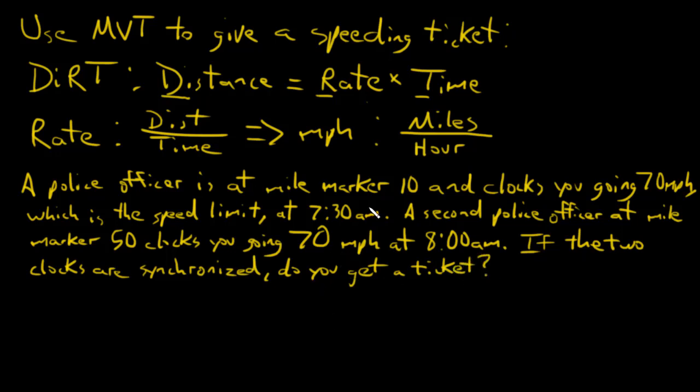So, we're going to go back through it real quick. So we have a police officer at mile marker 10. They use their radar and find out that you're going 70 miles per hour, which is the speed limit, at 7:30 a.m. Second police officer at mile marker 50, again, uses radar and finds out you're going 70 miles per hour, the speed limit, at 8 a.m. If the two clocks that they're using, the two timepieces, one said 7:30 a.m., the second time was 8 a.m., if those two are synchronized, do you get a ticket?